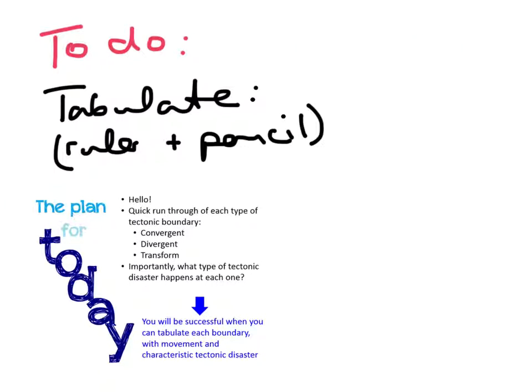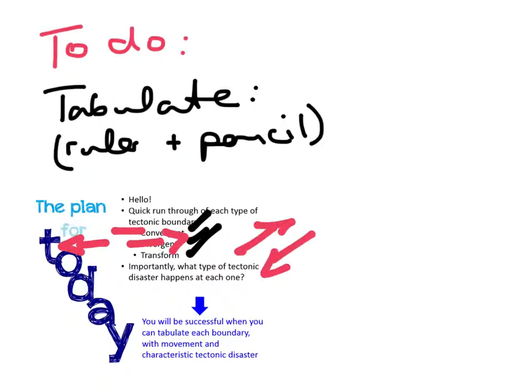Okay, for you to do, what we needed to do today was to run through convergent, divergent, and transform boundaries. You need to be able to tell me what is the movement at each boundary. So to converge means to come together. To diverge is to move apart. Transform is to move in opposite directions.